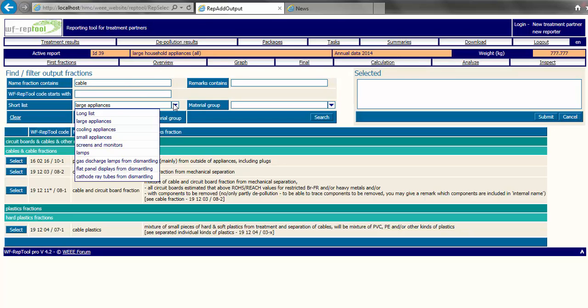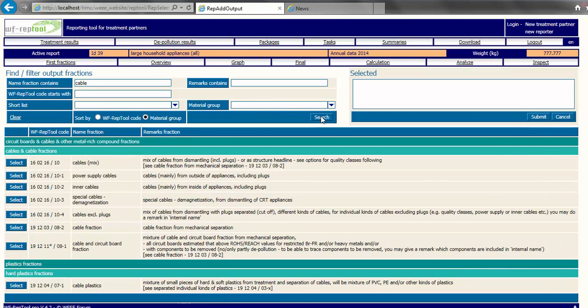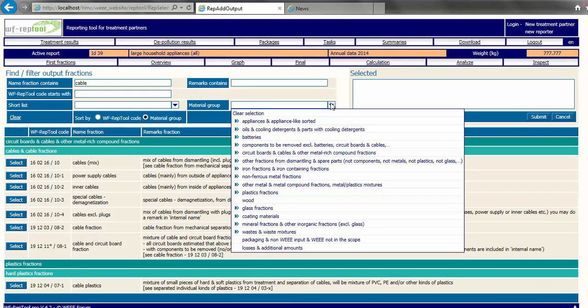If you don't find a fraction in the shortlist, please also have a look into the long list. See the difference for cables. Second, we have material groups for searching. This option is more applicable when you already know to which group your fraction would count. It is also the background for the sorting option following.